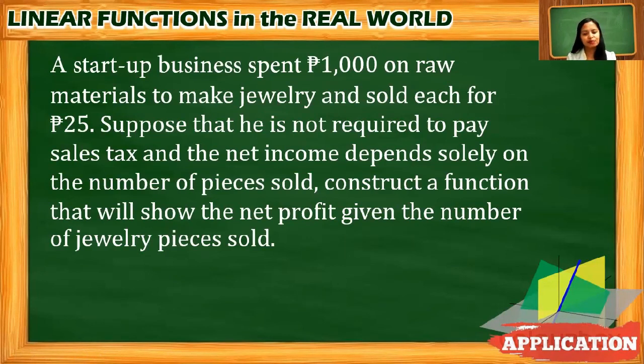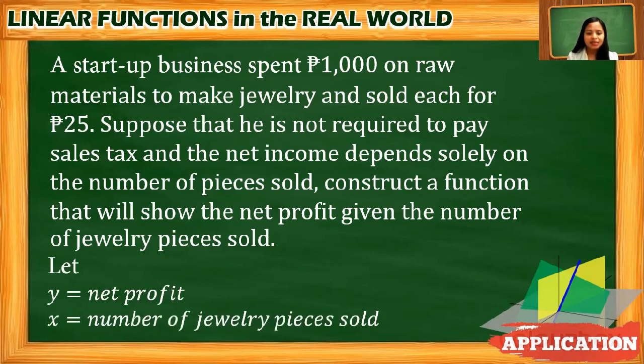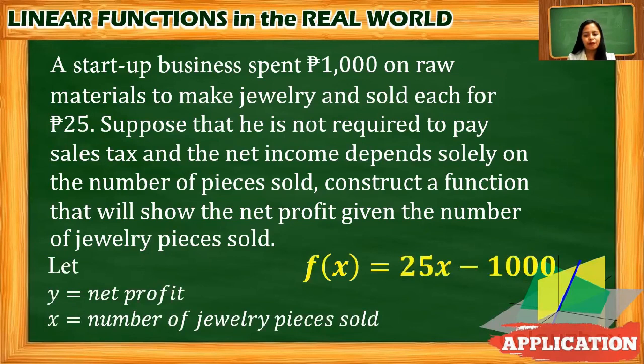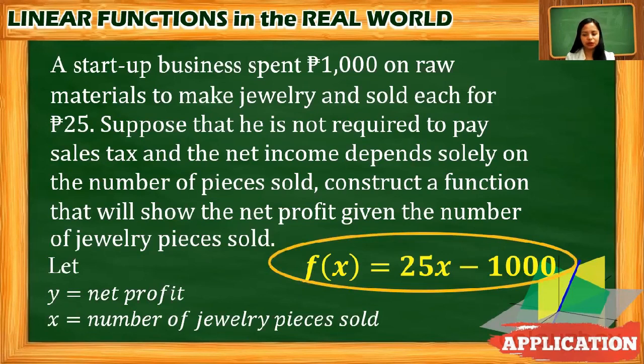Okay, so to solve this problem, we let y be equal to the net profit and x the number of jewelry pieces sold. So if we are going to construct a function that will show the situation from this problem, we will have f of x is equal to 25x minus 1,000. And that's it. So this will be our function.